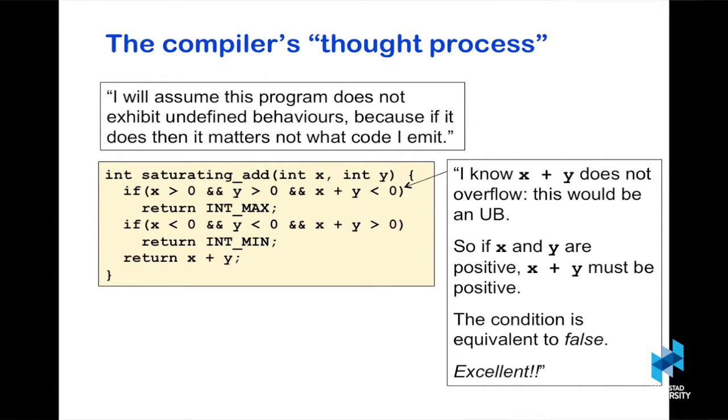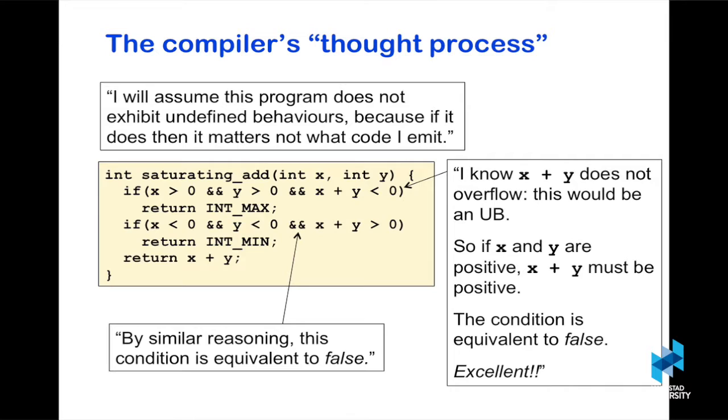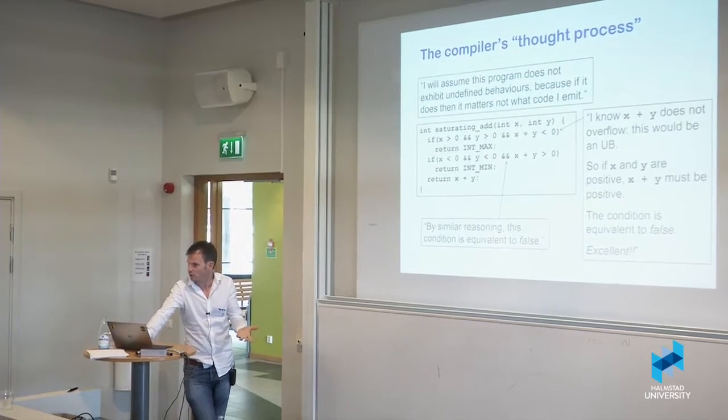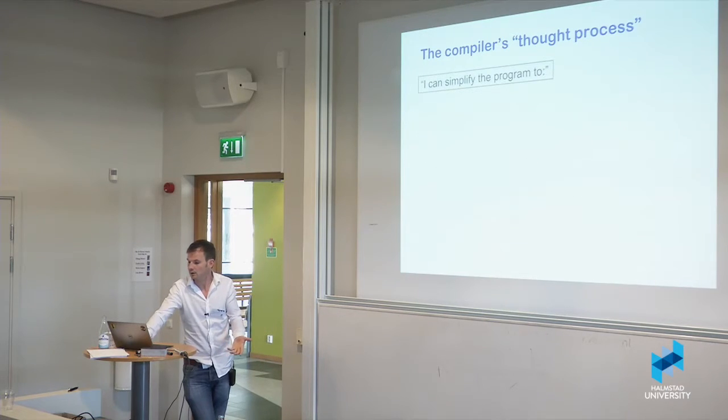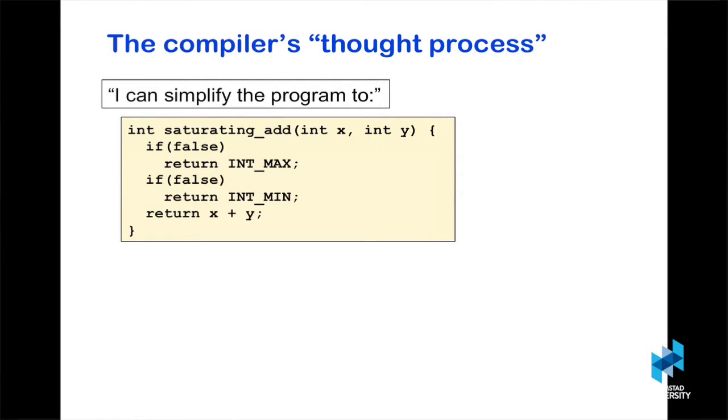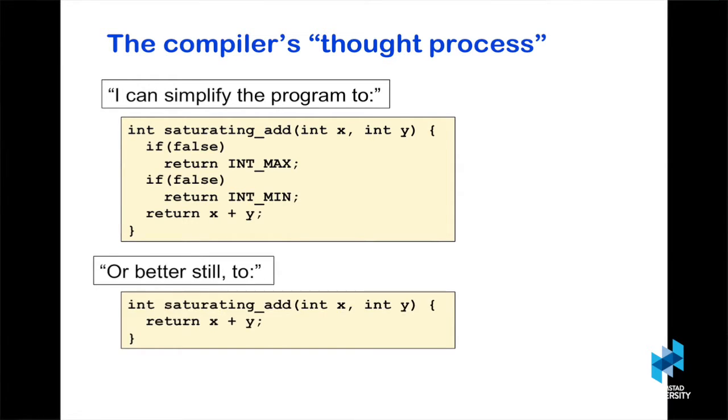Okay, that's really good, right? Because if I can say something is equivalent to false, that means I can potentially aggressively optimize it. And by similar reasoning, the second condition is equivalent to false, right? If you've got two negatives and you add them and get a positive, then there must have been an overflow. And there isn't going to be overflow because there isn't going to be undefined behavior. Or there might be, but I don't care. Okay, so I can simplify the program to if false, return INT_MAX, if false, return INT_MIN. Or even better, I can simplify it to just return x plus y, right?